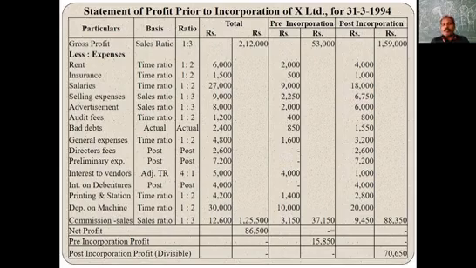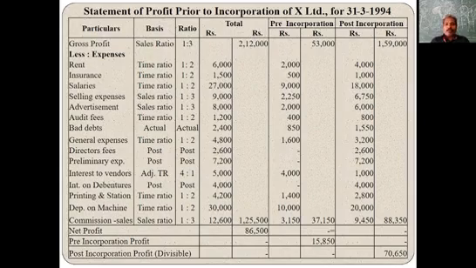Bad debts, actual, because they are given something within the bracket. The total amount is 2,400, out of which 850 relates to pre-incorporation. Then the remaining value 1,550 is under the post-incorporation period. General expenses, time ratio: 4,800, 1,600, 3,200. Director fees, 2,600, should be posted only in post-incorporation. Preliminary expenses are also allocated to the post-incorporation period only: 7,200 posted directly in post-incorporation.